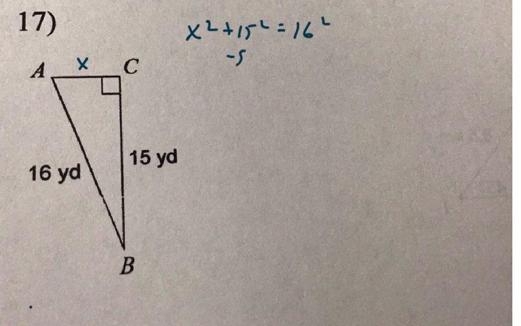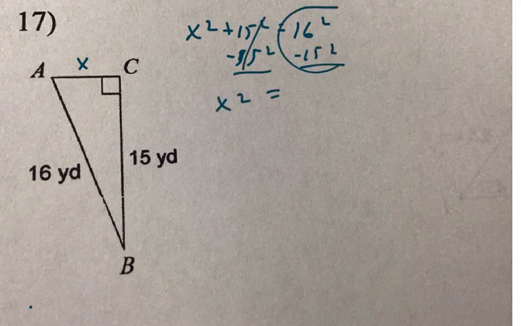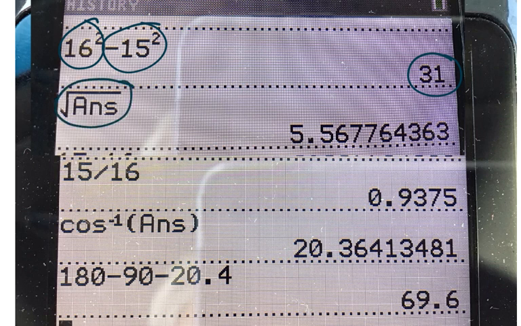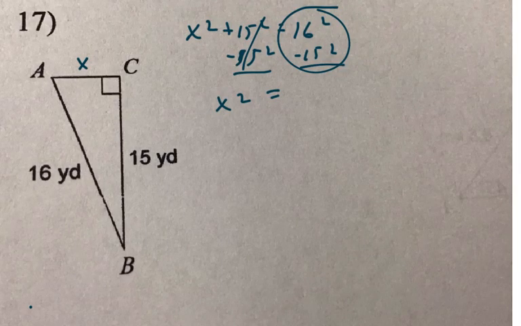And if I minus the 15 squared, x squared is going to be their difference. So here we go. 16 squared minus 15 squared is 31. We take the square root because we want c, not c squared, and that rounds off to 5.6. So this time we found all the sides already.